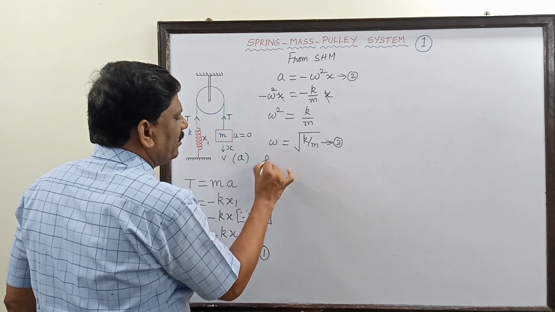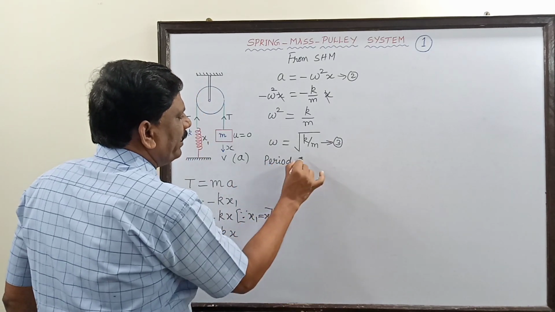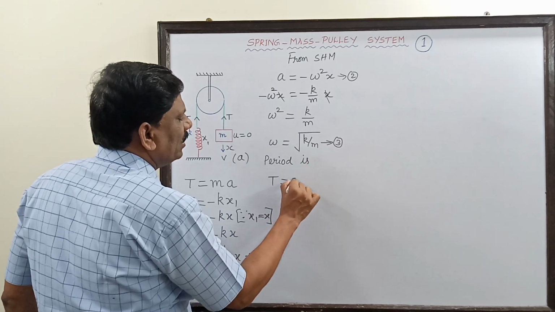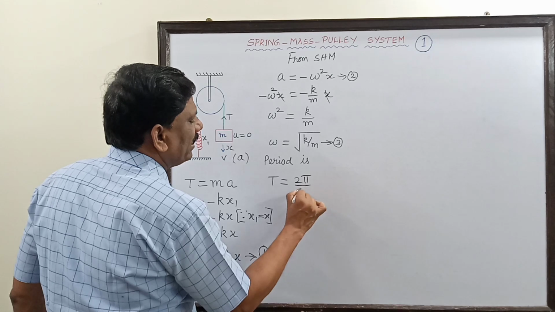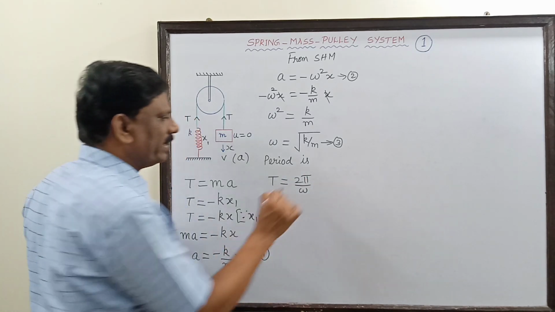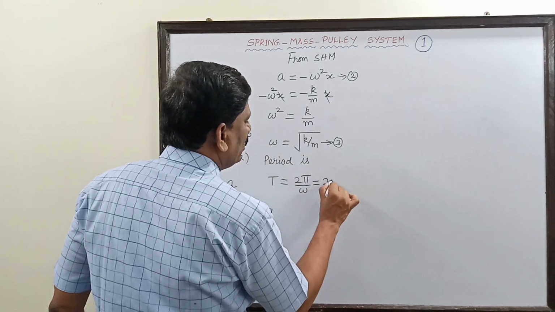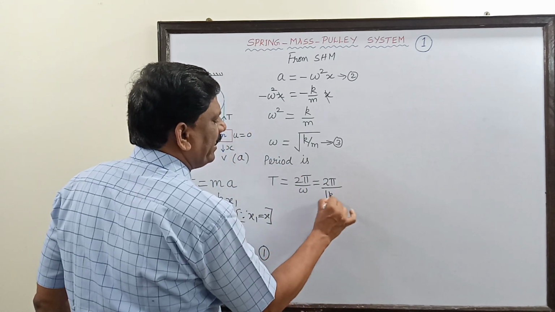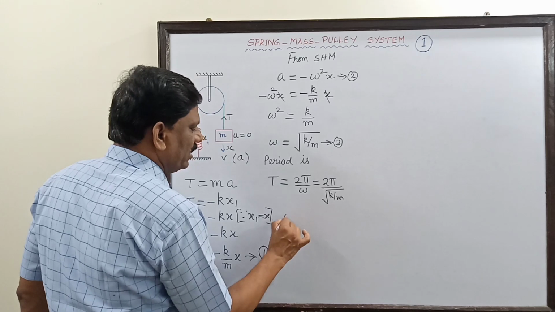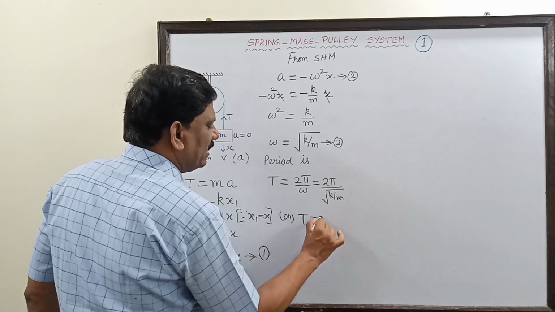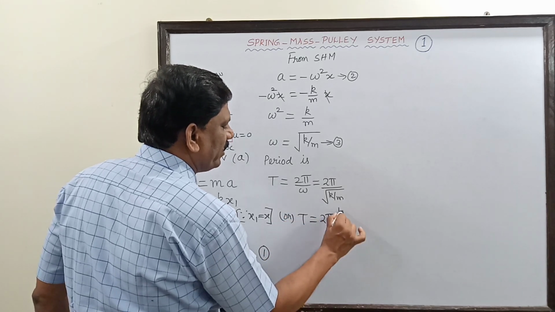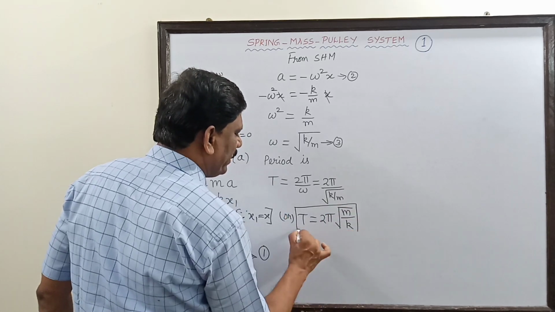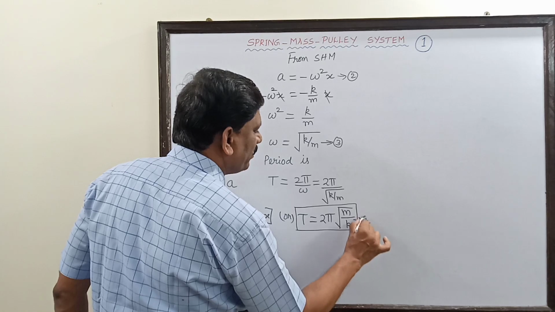So what is the period of oscillation we require? Period of oscillation is given by T is equal to 2 pi by omega. So this is equal to 2 pi divided by omega, which is root k by m. Now I can rewrite this as T equal to 2 pi into square root of m divided by k. And this is the required equation number 4.